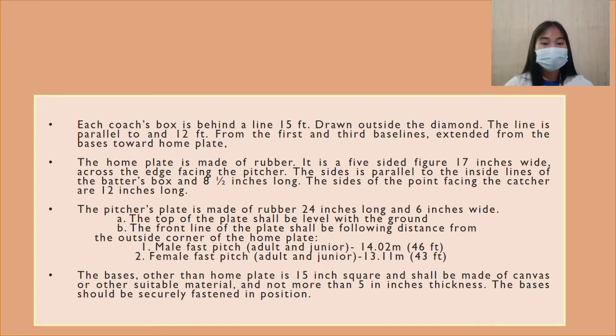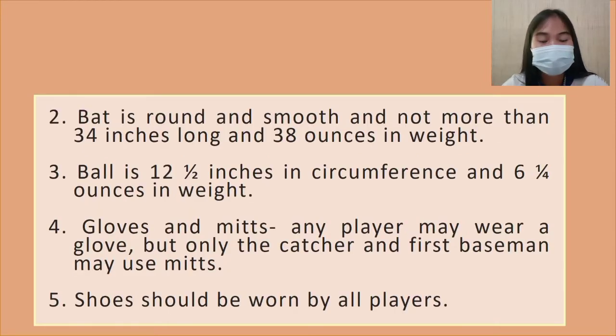The bat is round and smooth, not more than 34 inches long and 38 ounces in weight. The ball is 12.5 inches in circumference and 6 1/4 ounces in weight. We also have the gloves and mitts. Any player may wear a glove, but only the catcher and first baseman may use mitts. Shoes should be worn by all players, of course.